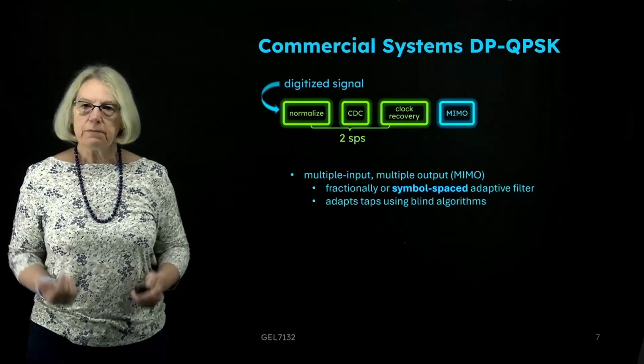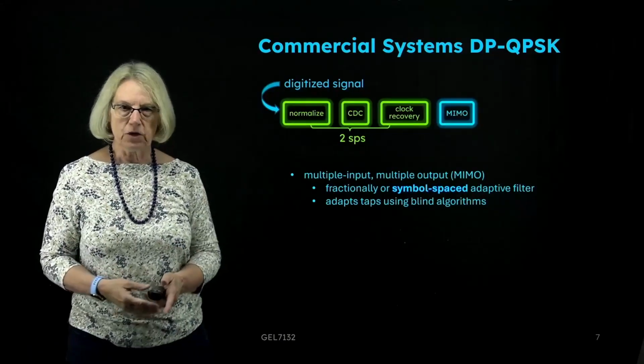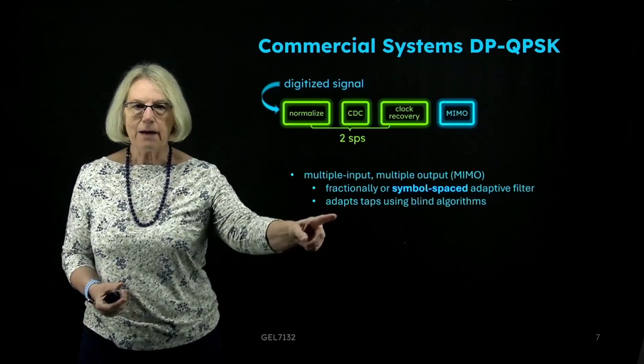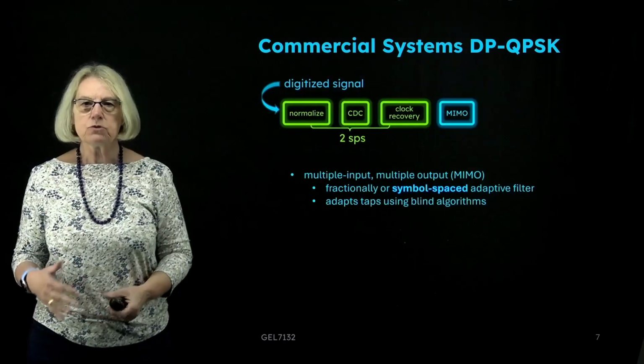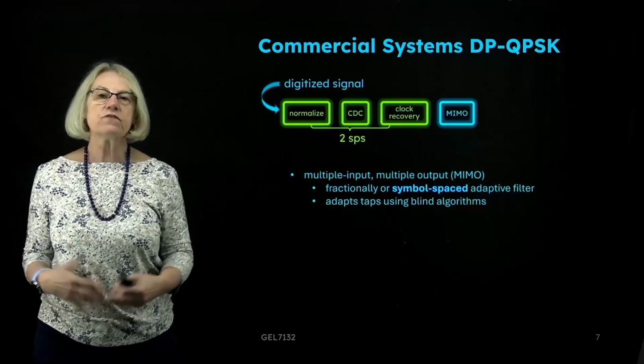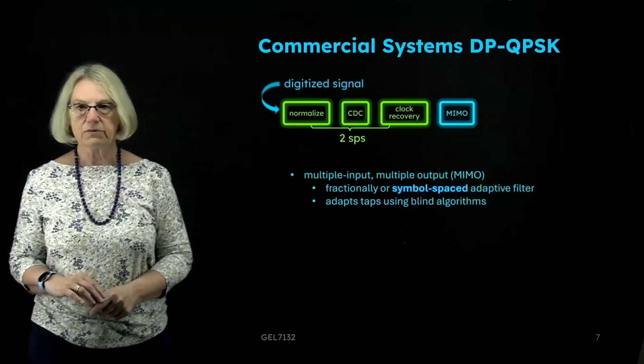Now, most MIMO algorithms which are used in DP-QPSK will adapt the taps in this adaptive filter, which is what is represented by this box. We'll use a blind algorithm so that there's very limited overhead and that I can push through my data with a limited overhead.